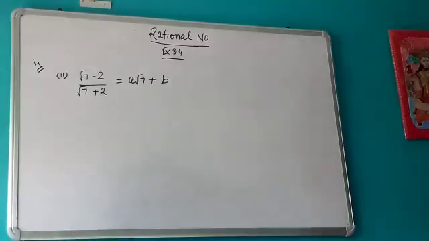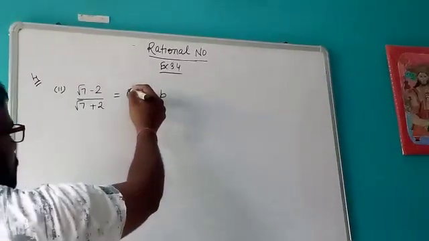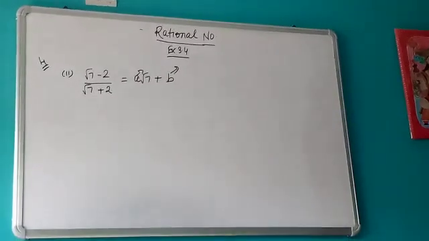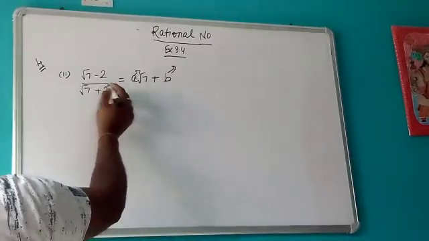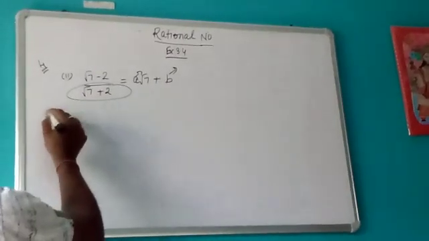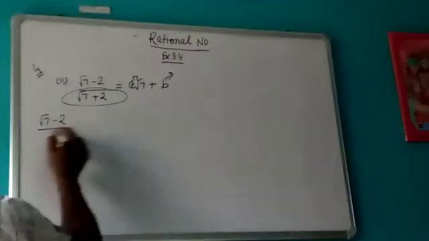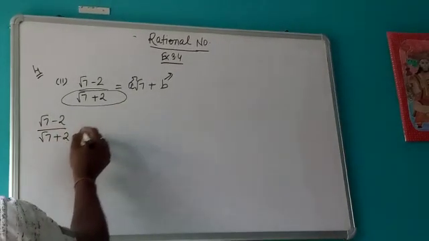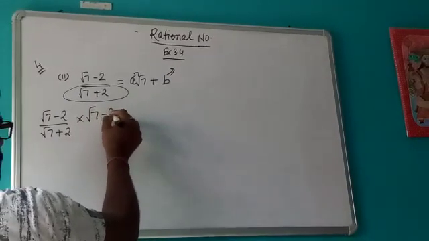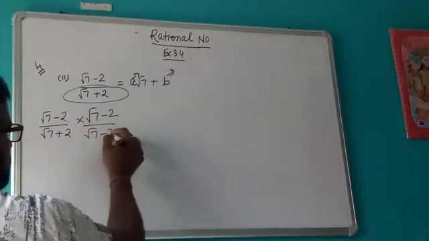Okay, now in the next set of questions, we have to find the values of a and b. Whenever you have these types of questions, the first step will be to rationalize the denominator. First we will rationalize this denominator, and with the usual steps that we have discussed, it is root 7 plus 2. Its rationalizing factor will be (root 7 minus 2) upon (root 7 minus 2).